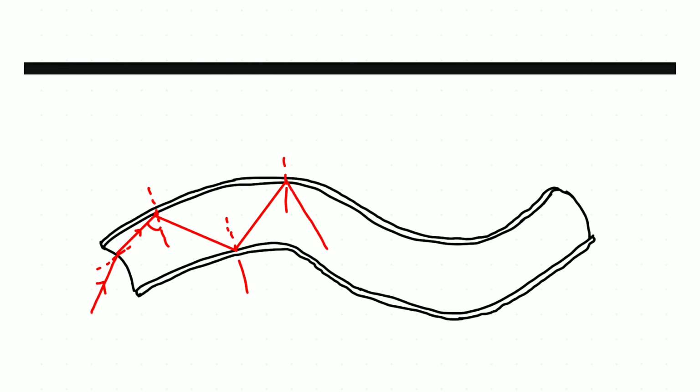Same process happening here, totally internally reflected, right? Same process here, totally internally reflected. Same process, totally internally reflected. I hope you guys can understand this, totally internally reflected, and it comes out like this. So here we are going from denser to rarer medium, so that means it will bend away from the normal, something like that, right?